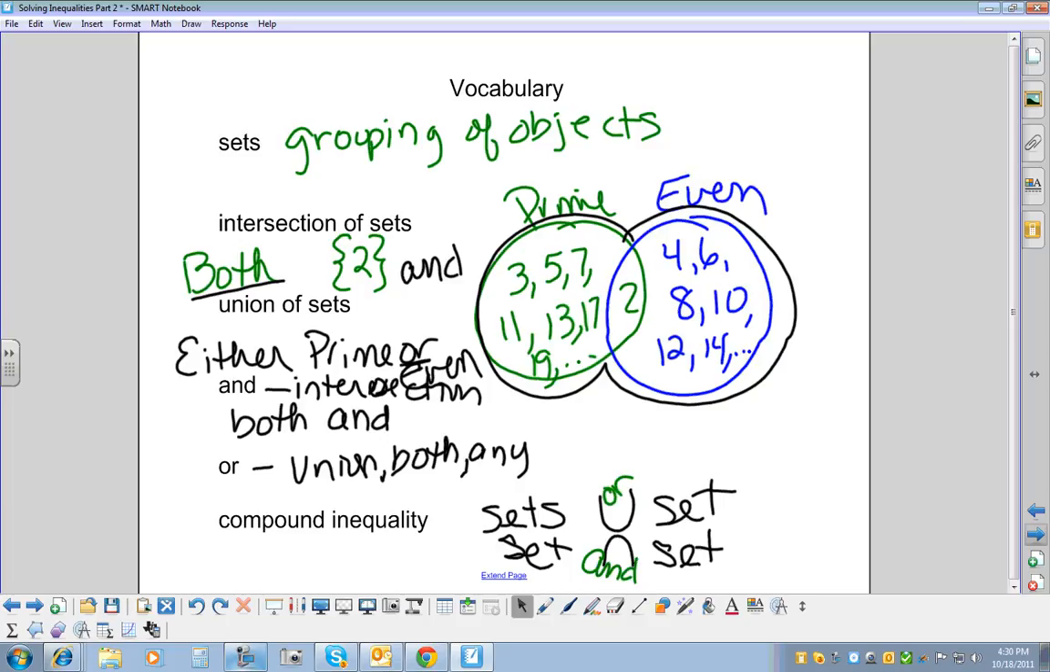Now let me throw these symbols up here. The intersection is the upside down U, and the union is the right side up U, and those are the symbols that we use. Okay, pause the video if you need to take notes on this terminology.